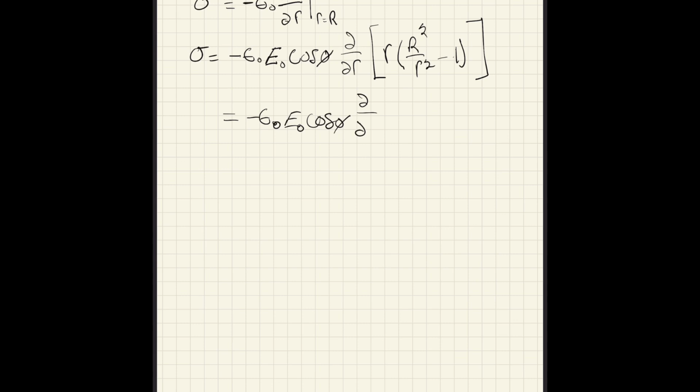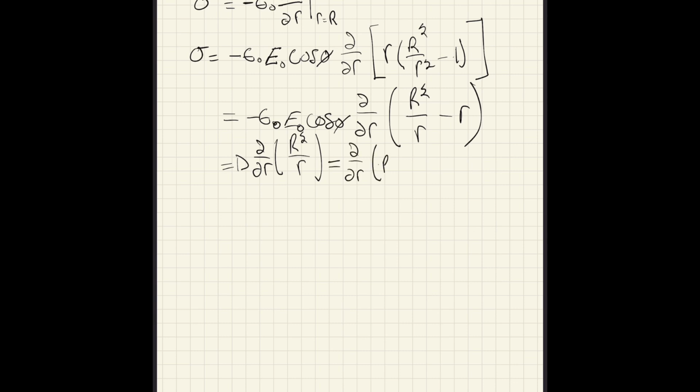So we'll do the derivative with respect to r of r squared over r minus r. We can take the derivative of each term independently. So let's do the derivative of the first term, r squared over r. Well, that's going to be the derivative of this, which is a constant times r to the minus 1.